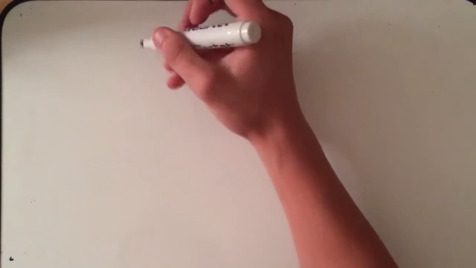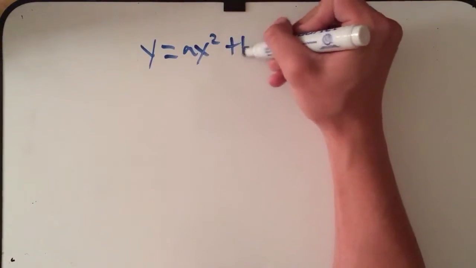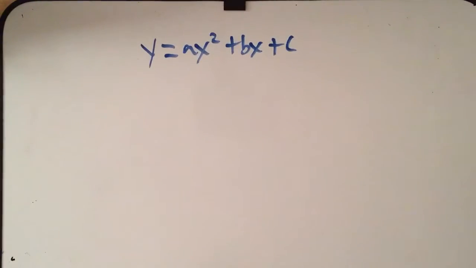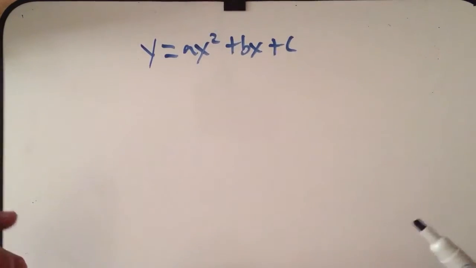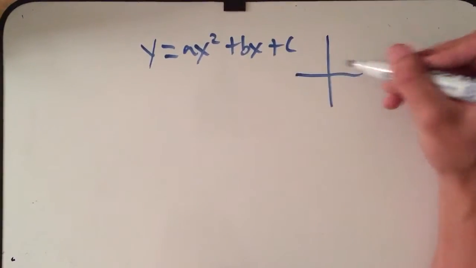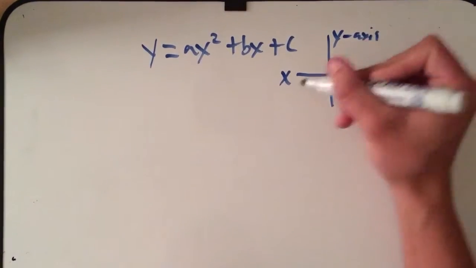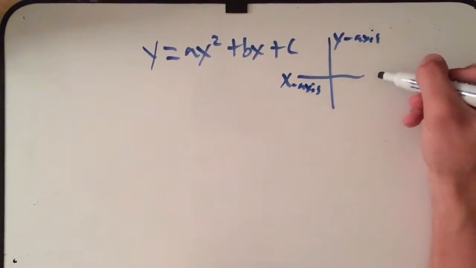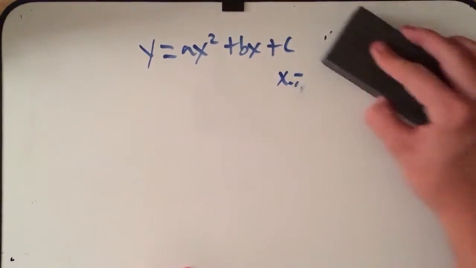So let's go a little more in depth, and let's go back to y equals ax squared plus bx plus c. So this is basically solving for something that you're going to try to graph, which will have x and y coordinates, or x and y axis. So this is the x-axis, and this is the y-axis. So let's go ahead and actually do one to try to better understand x and y.